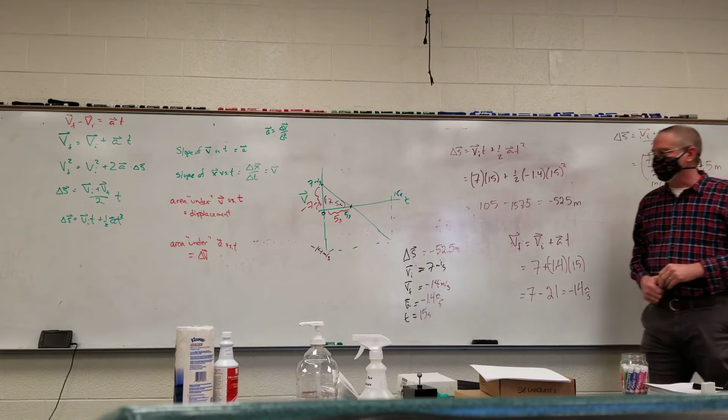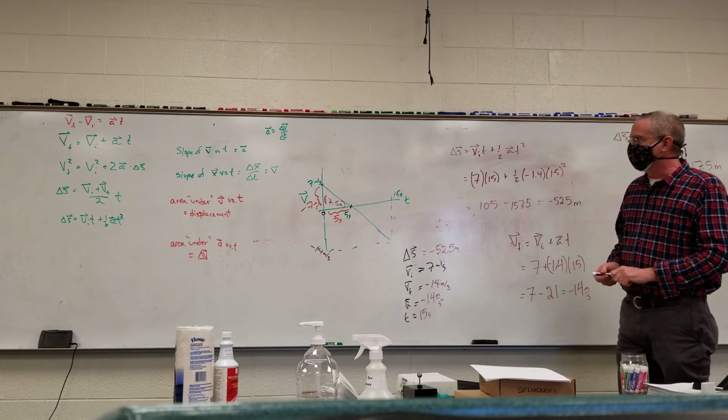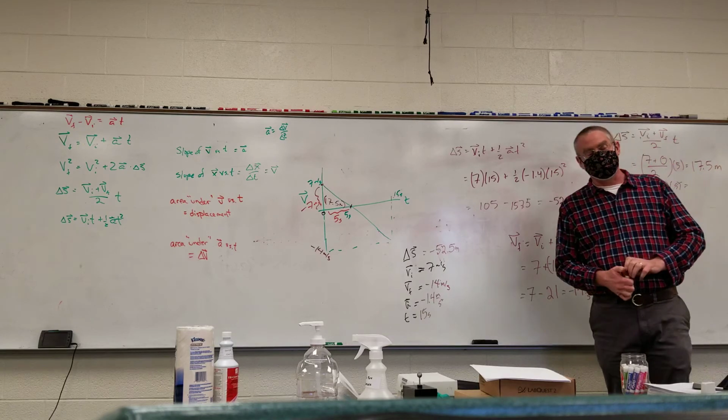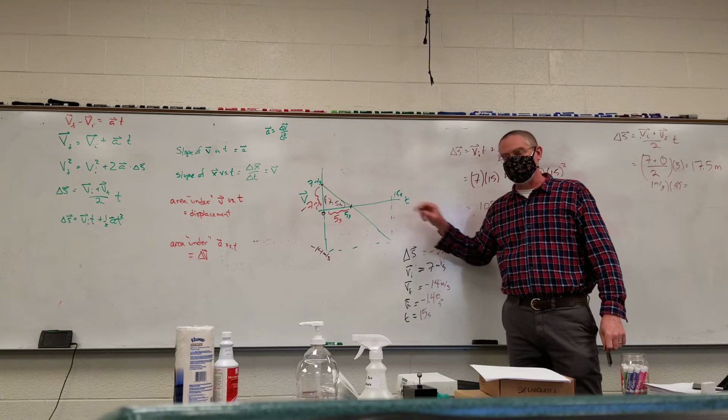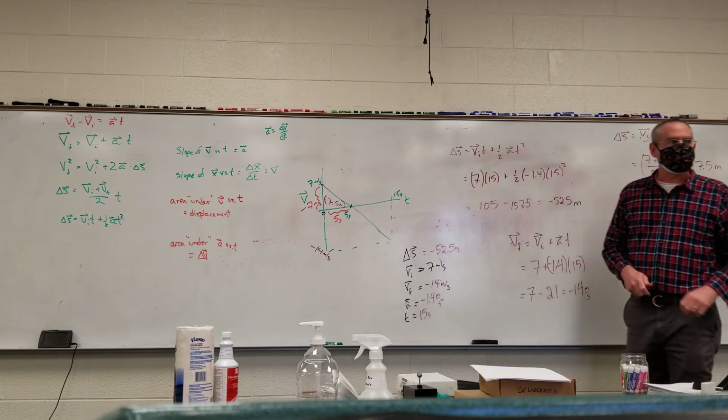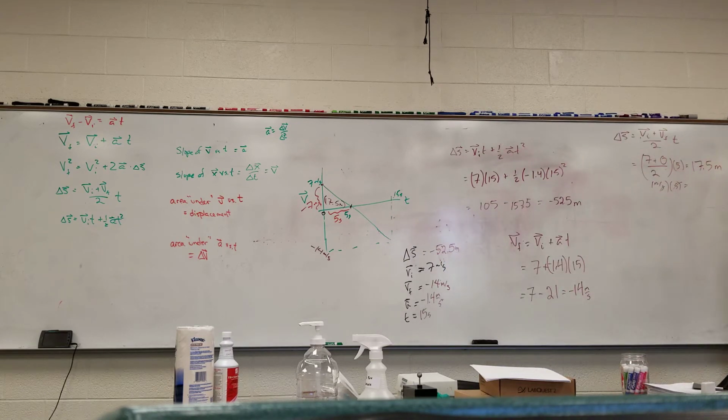Negative 14 meters per second. That would not be the displacement. Oh, what was the question? What is the displacement for this last 10 seconds? There are a couple ways of doing it. We can do it with area, or we could do it with the formulas. Both? Which one do you want to do first?